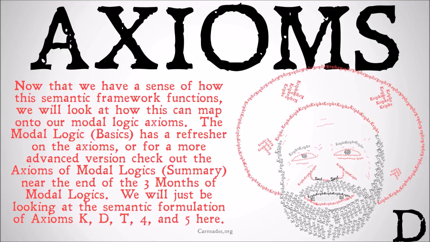Now that we have a sense of how this semantic framework functions, we're going to look at how this can map onto our modal logic axioms, our syntactical rules that we talked about in Modal Logic Basics, but also throughout the 3 months of Modal Logics. The Modal Logic Basics video has a refresher on the axioms, or for a more advanced version, check out the Axioms of Modal Logic summary near the end of the 3 months of Modal Logic. I think it's the first video of the final 10 days of Modal Logics. We will just be looking at the semantic formulation of axioms K, D, T, 4, and 5 here. We're not going to get into any of the 4.1, 2, 3, 4, whatever that is, here. We're just going to be looking at K, D, T, 4, and 5.